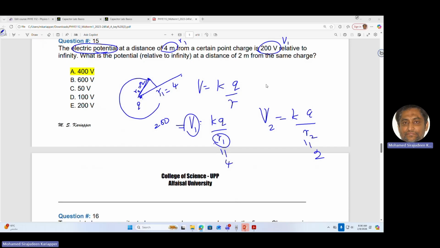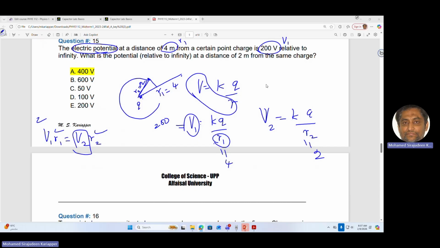So that is just thinking it out, but you can do it mathematically without much thinking. You can see that VR is a constant. K is a constant, Q is a constant, same charge. So you can say V1 R1 is equal to V2 R2, because they have an inverse relationship, so the product is a constant. If it is direct proportionality, the ratio is constant. This is given, this is given, this is given, and the unknown is V2.